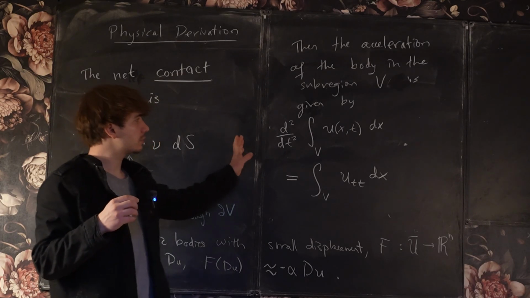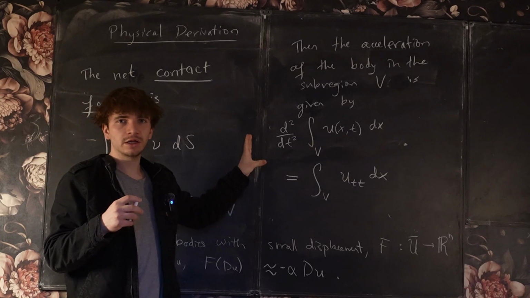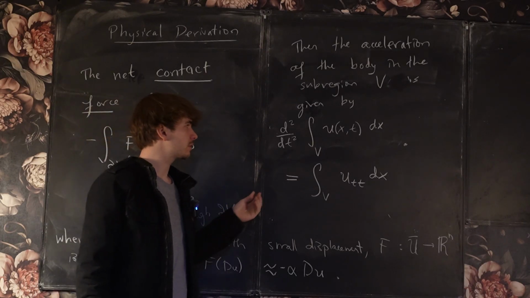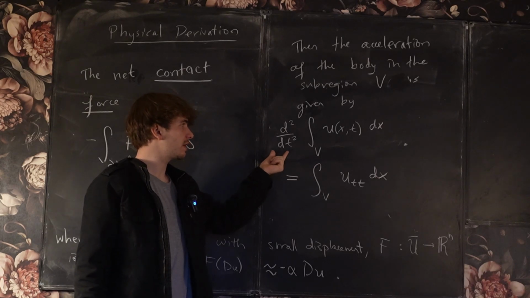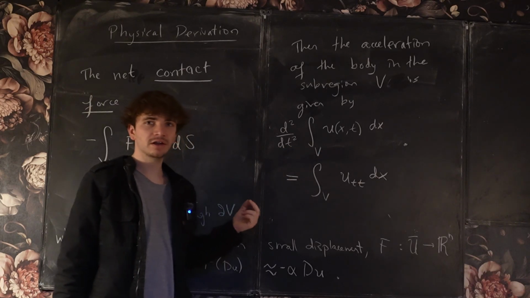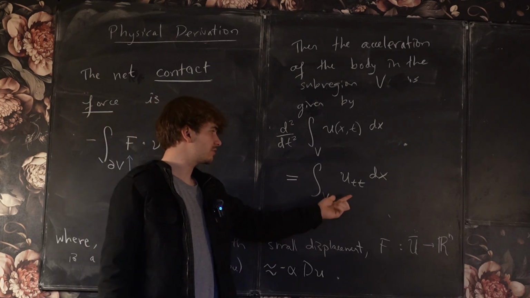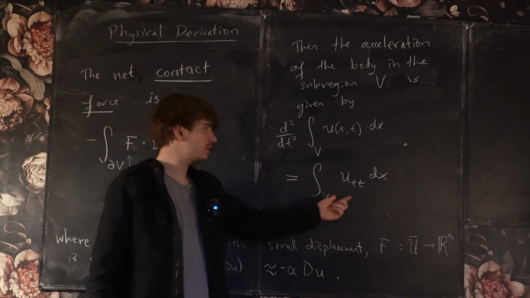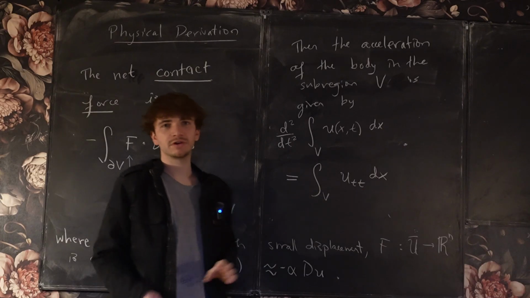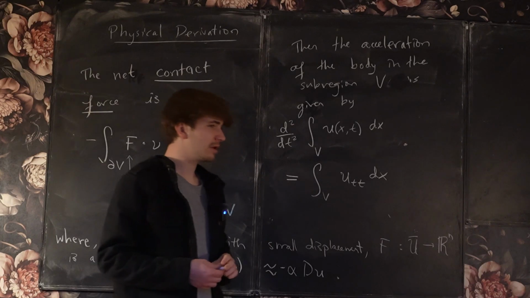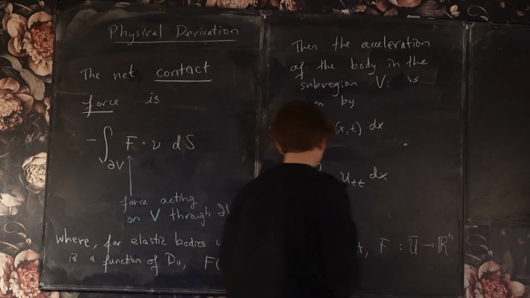So since mass and displacement are decoupled here, we can bring the time derivative inside of the integral. And this leaves us with the integral over the region V of the second partial derivative of u with respect to time, integrated against the Lebesgue measure here.